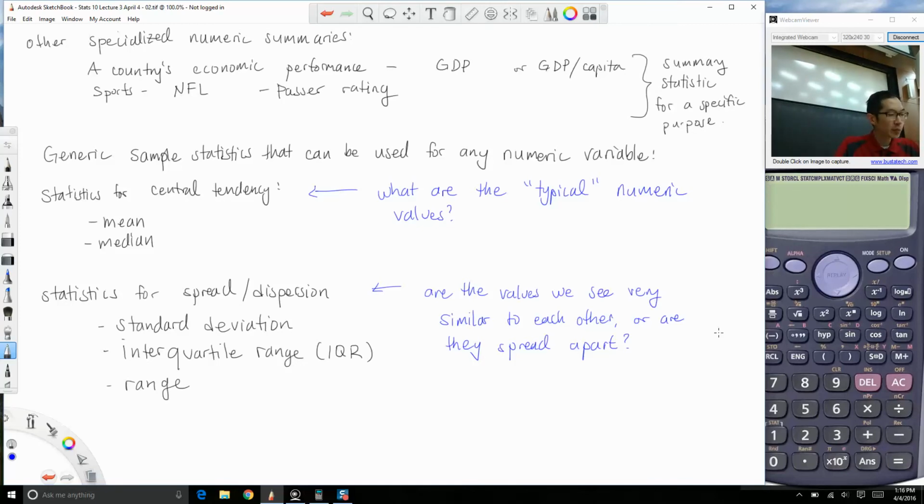Our textbook says that for certain situations, when our data is symmetric, we might prefer one set of numeric summaries or sample statistics, and when our data is skewed, we might prefer another set of sample statistics, okay? And there is truth or validity to that statement, but it's also true to say that these sample statistics can be calculated in either scenario.